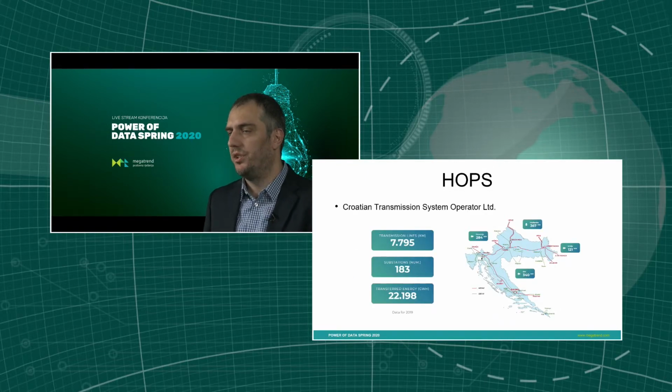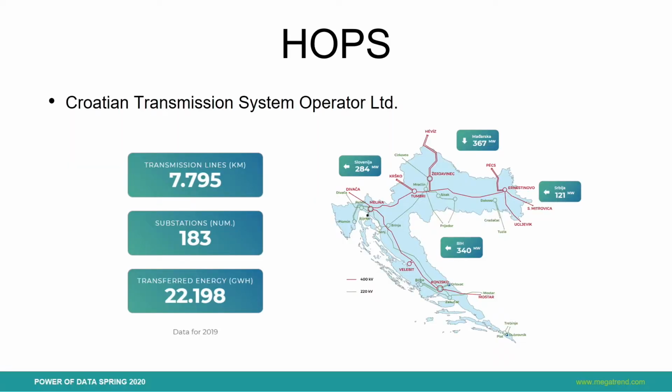HOPS is the national and the only transmission system operator in Croatia. Their duty is to run the Croatian electricity system, to provide the stability of that system, and to transfer electric energy through high voltage power lines inside the country and cross border to other countries. They also maintain, develop and build the transmission grid.